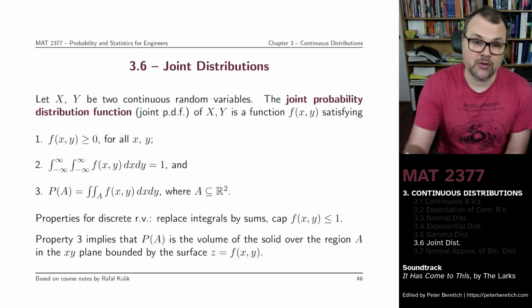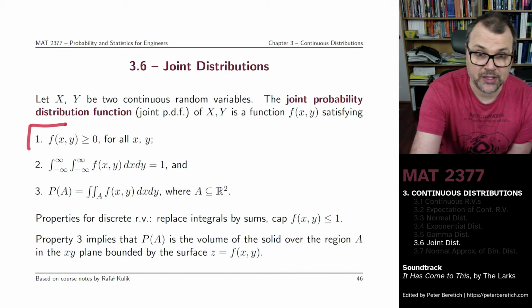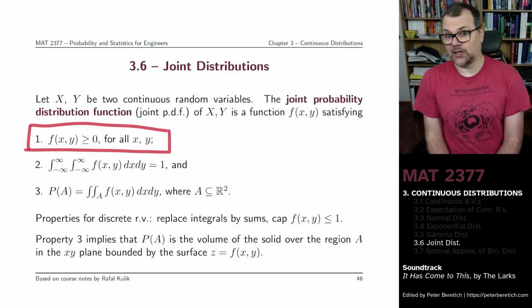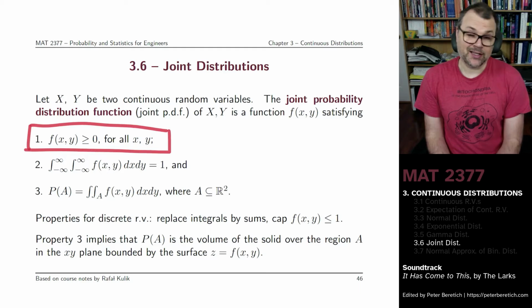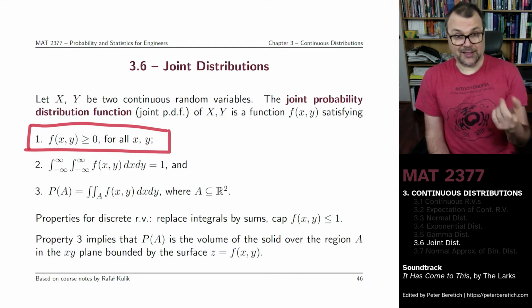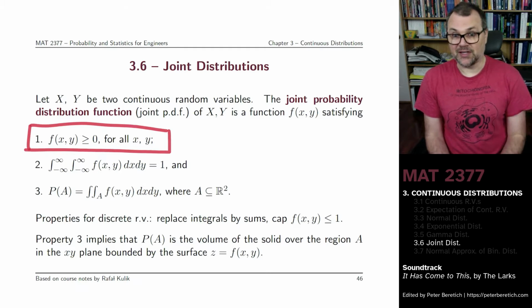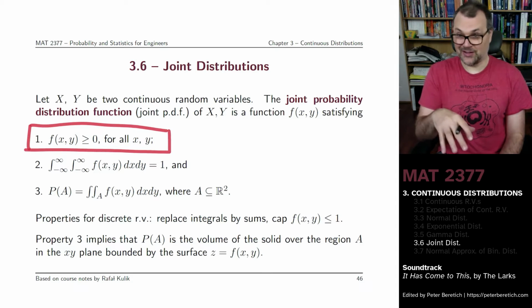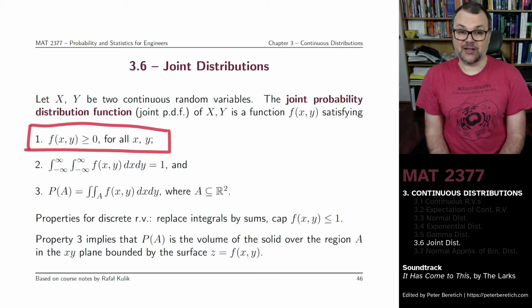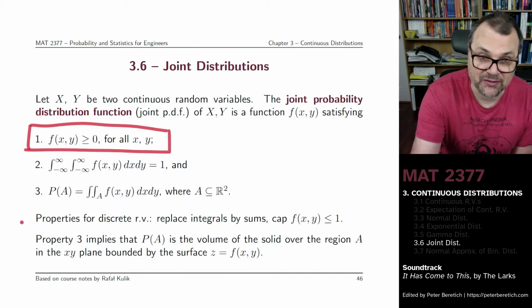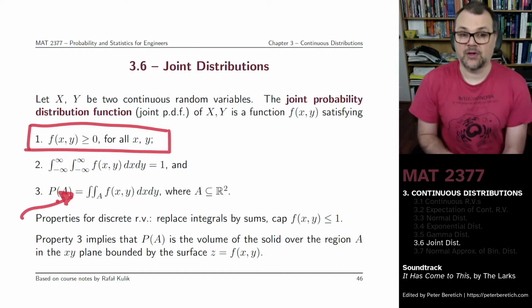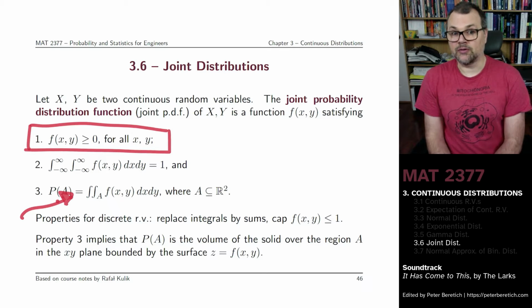The properties are simple. That function has to be non-negative for any point x and y, or potentially you could say that the function is strictly positive for any x and y in sample space. The full integral, in this case a double integral, not just a single integral, has to be equal to 1. The probability of falling somewhere in the domain is 1. And the probability of an event, which is given in terms of specific values that x and y could take, should be the integral of the joint PDF over the region A.